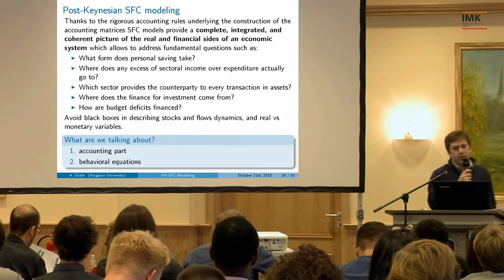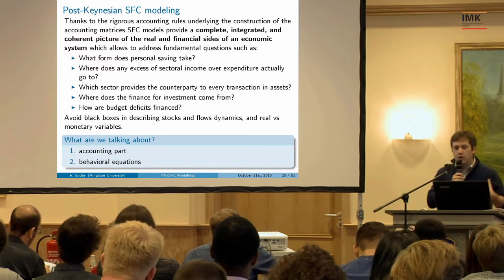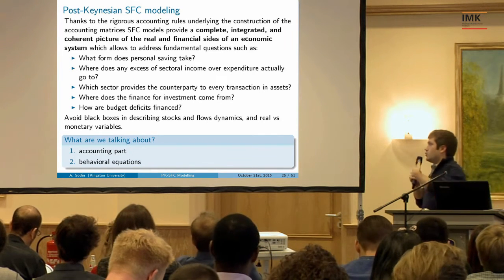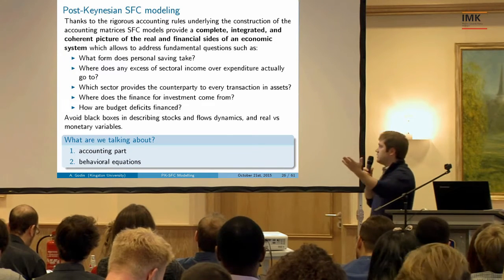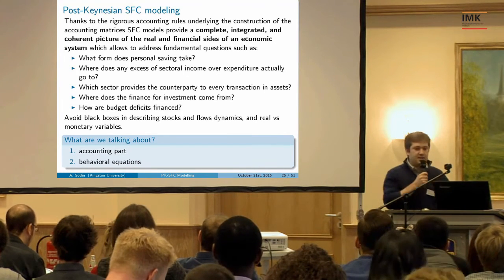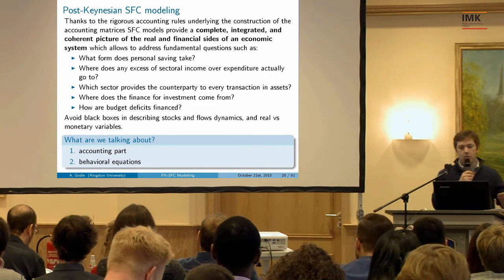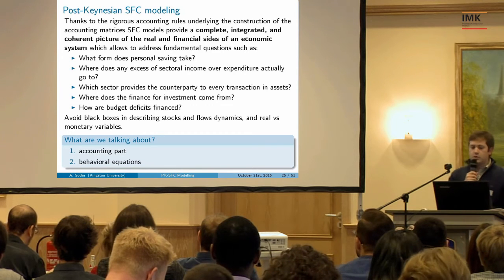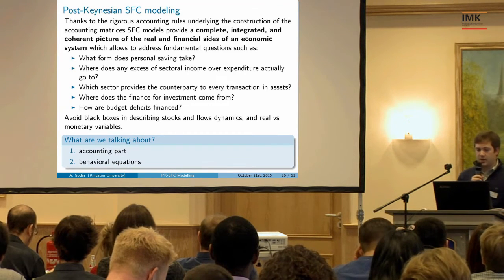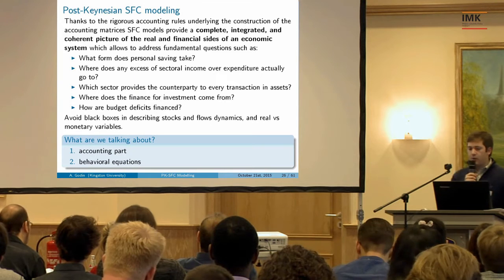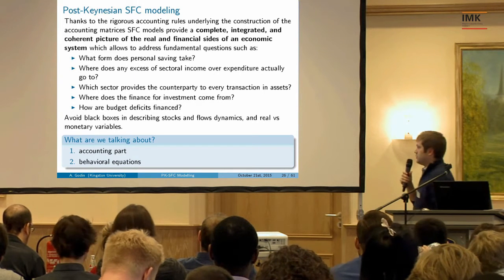And so because you have this framework, then you can ask these questions. What form does personal saving take? Where does any excess of sectoral income actually go to? Who is providing the counterparty to every transaction in assets? Why are budget deficits so important? And so on and so forth.